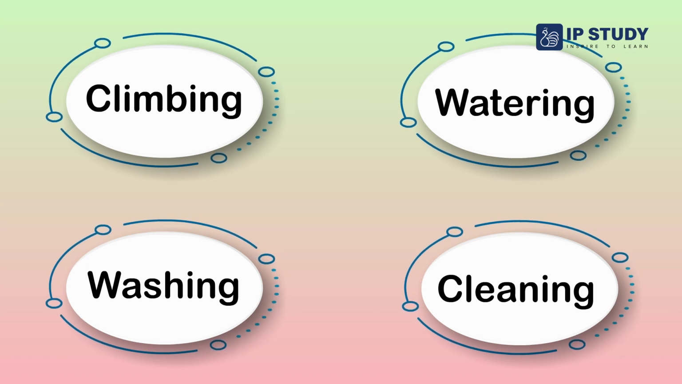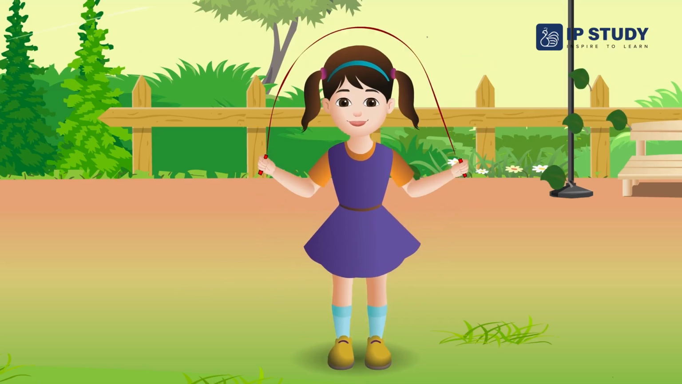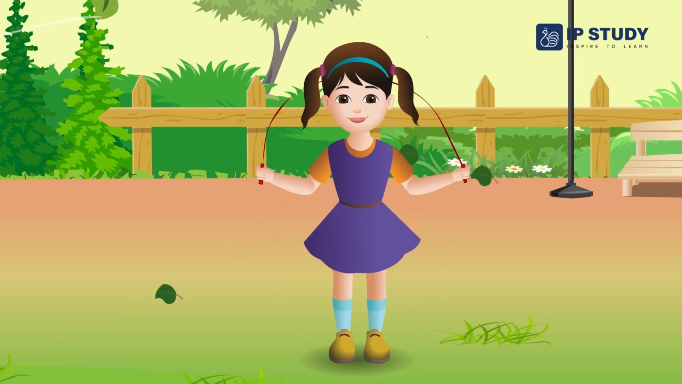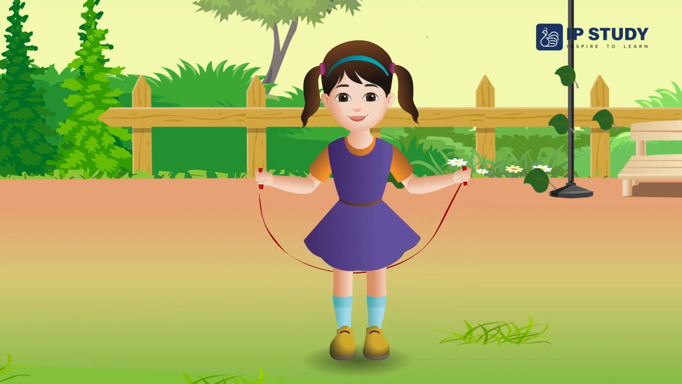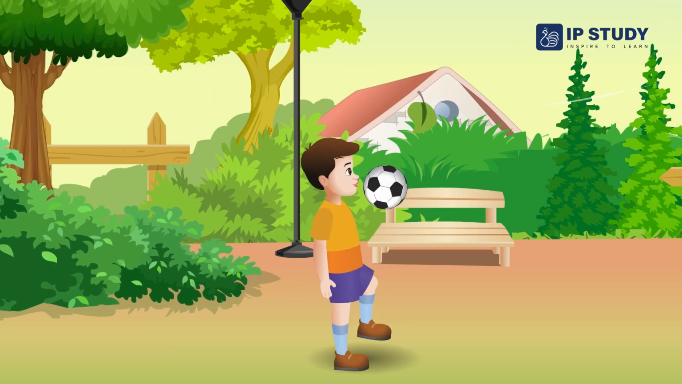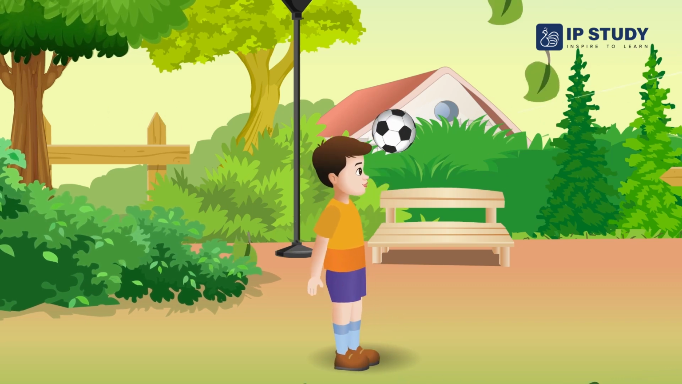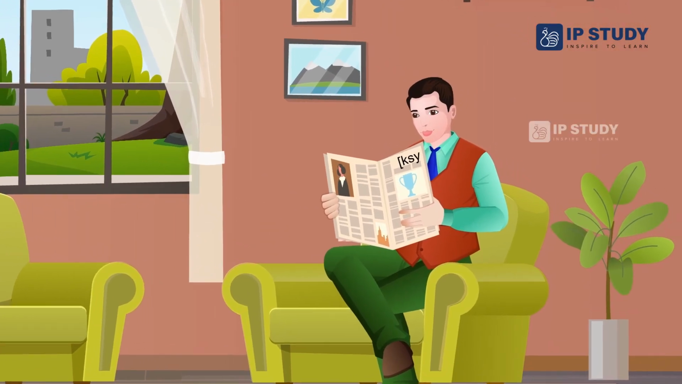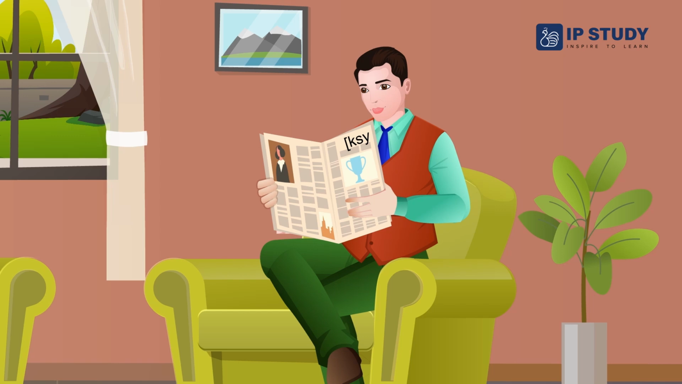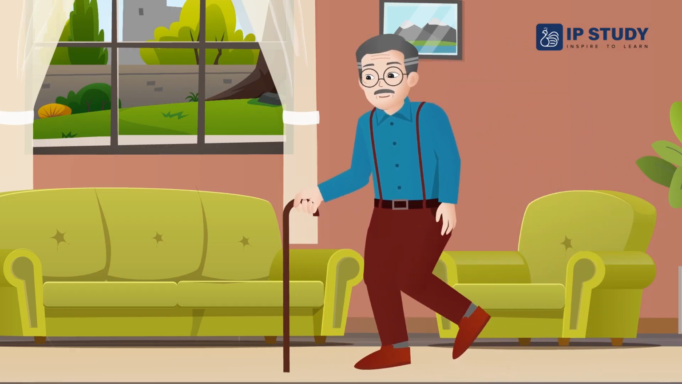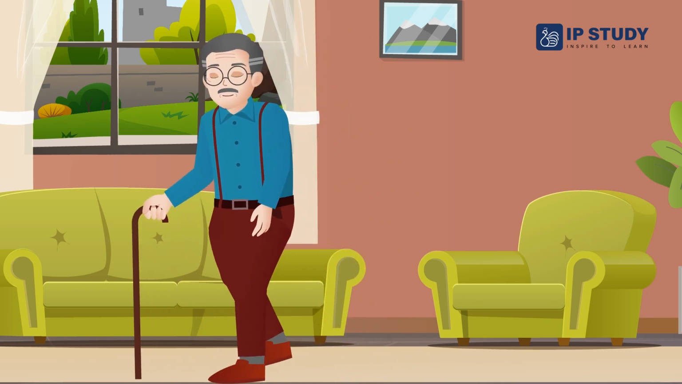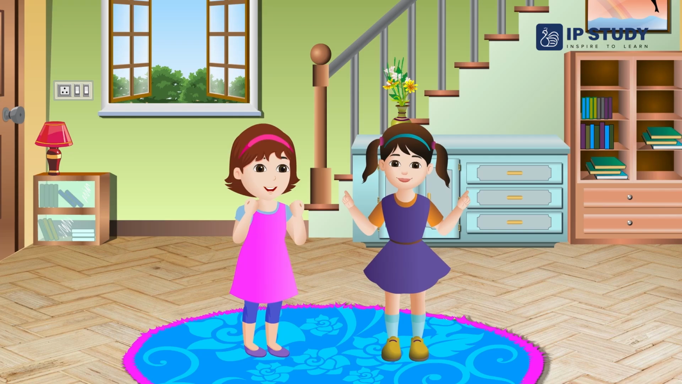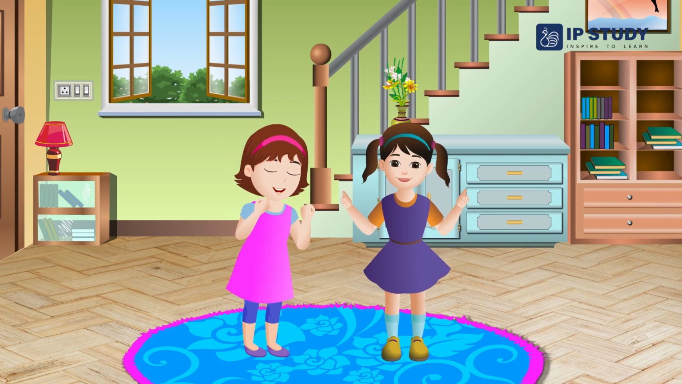Look at these sentences. What is the girl doing? The girl is skipping. What are you doing? I am playing. What is the man doing? The man is reading newspaper. What is the grandfather doing? The grandfather is walking.